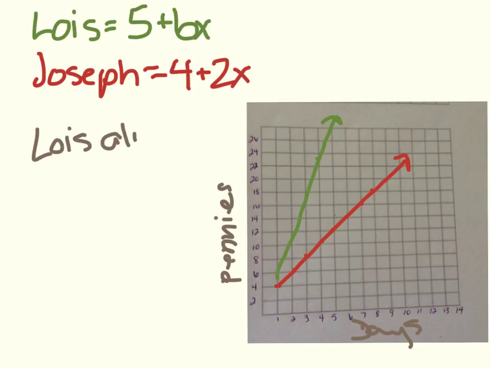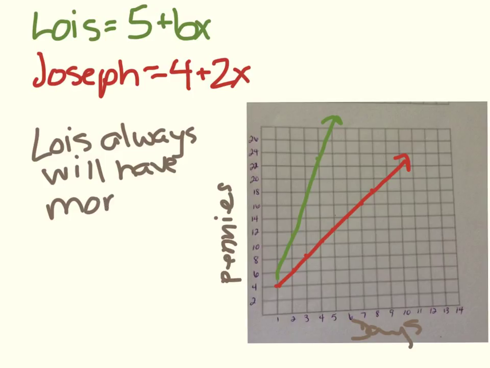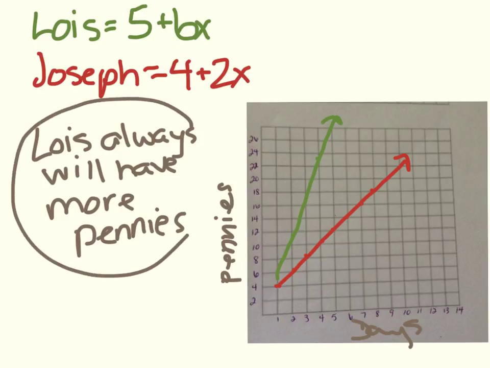Lois always will have more pennies. Okay, so there really isn't an answer for this. You could also write, empty set, as a possible answer, but I would explain it with your little write-up. Lois always has more pennies.